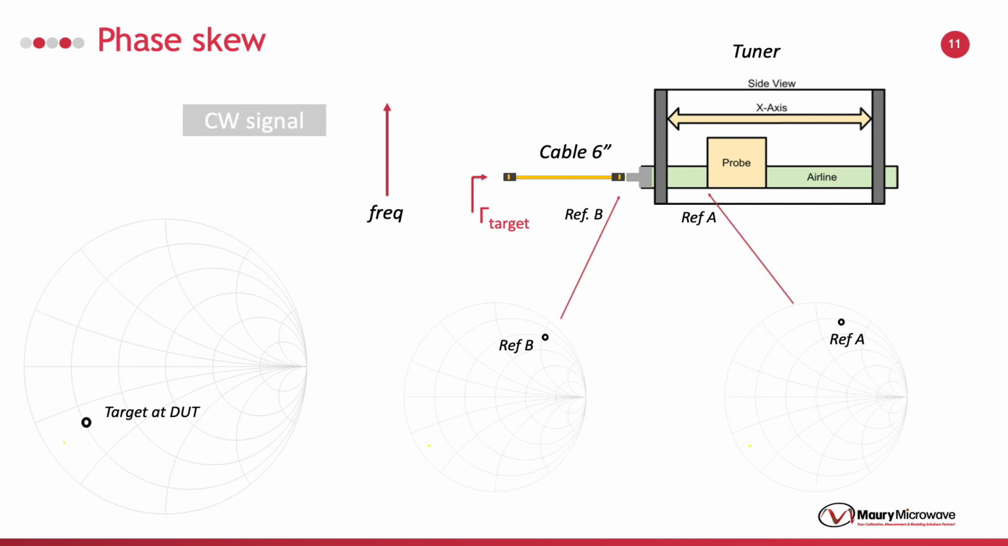But what does it mean if we have a modulated signal? The tuner can only present the desired impedance at the selected frequency.